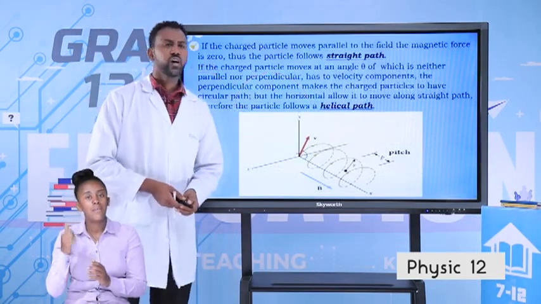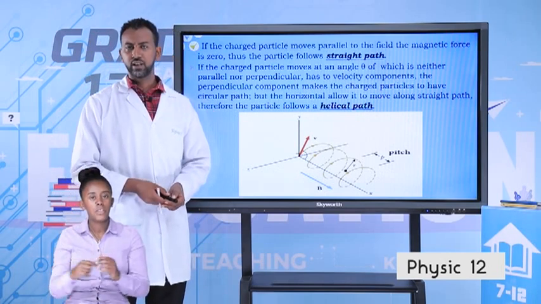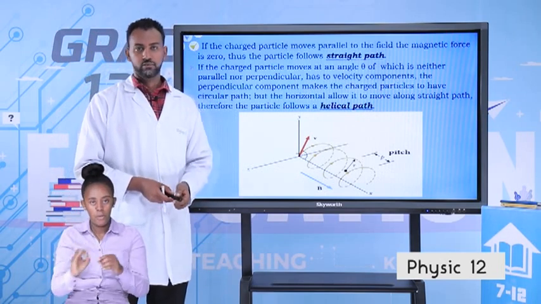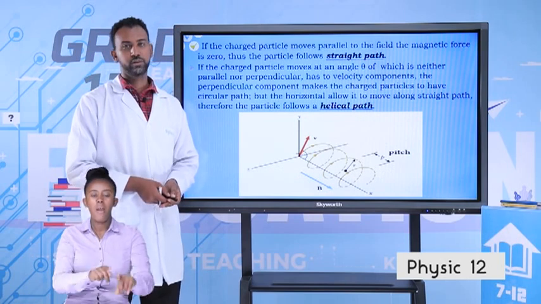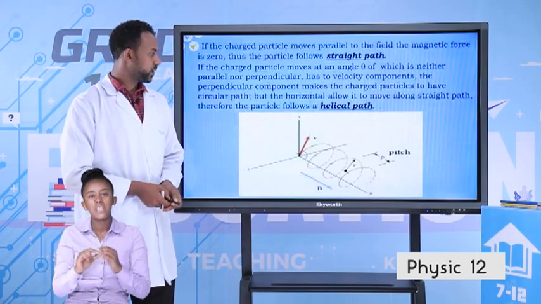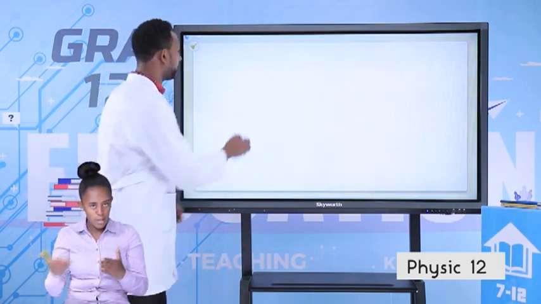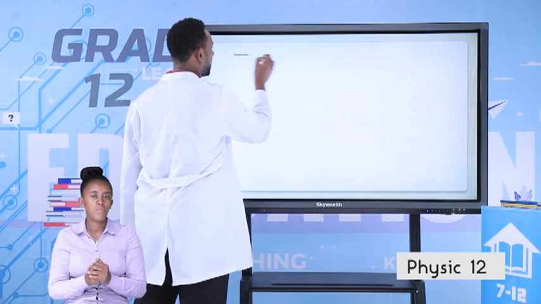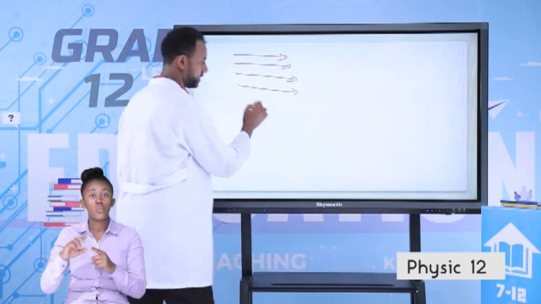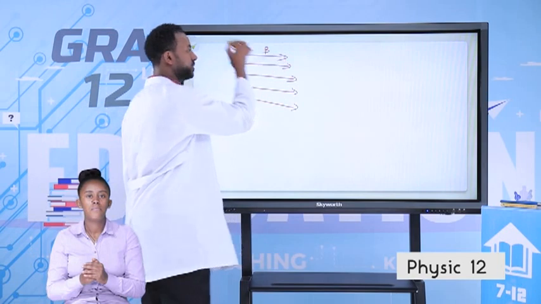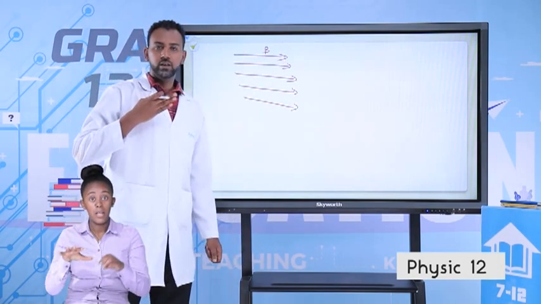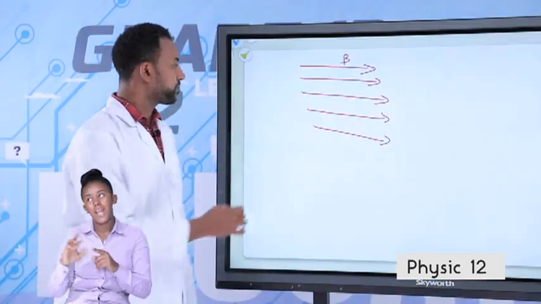The other point is, what if the charged particle is moving along a straight line or parallel to the field? What would happen to the charged particle? Well, let's try to see. Suppose you have a magnetic field which is acting to the right, like this.